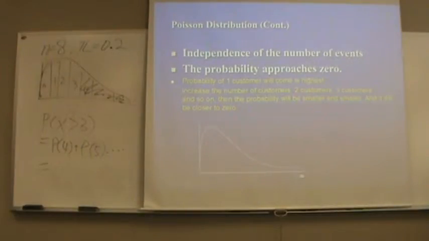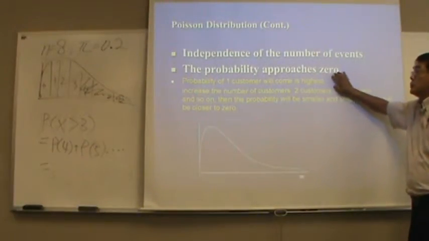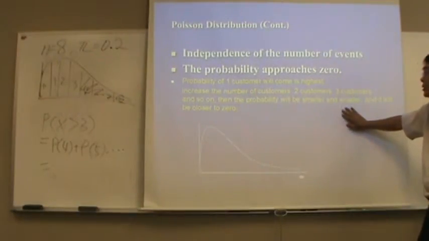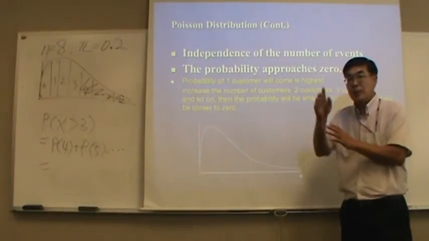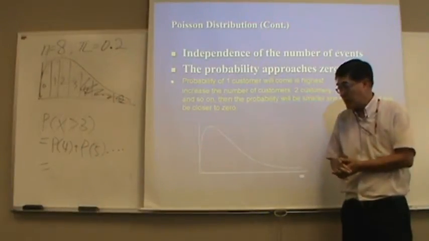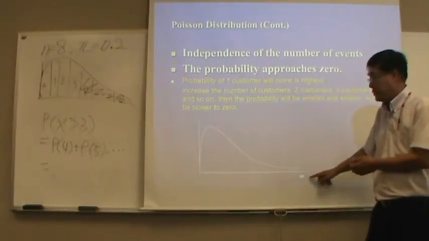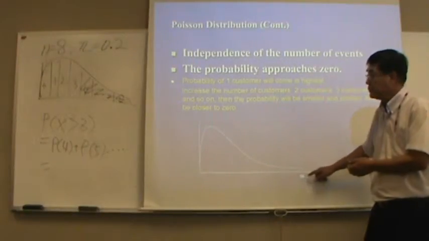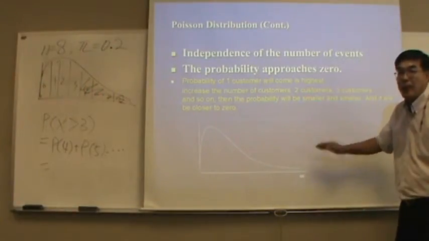The Poisson distribution looks like this: the probability approaches 0 but never touches. For binomial distribution, there is a maximum number, n equals 8, n equals 10, something like this. But for Poisson distribution, there is no maximum number, it is infinite. So it approaches 0 but never touches.